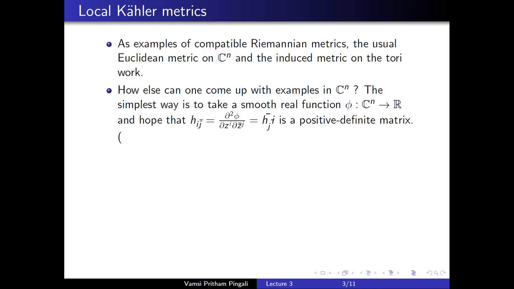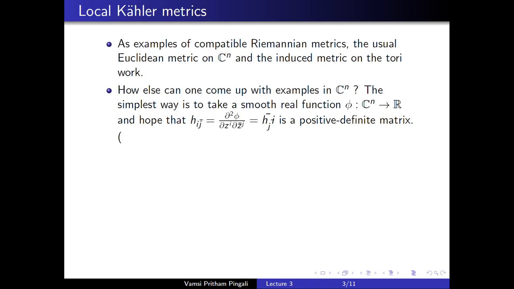So for instance, in Rn, if you take a strictly convex function, then its Hessian, the second derivative matrix, is positive definite, right? So that can be an example of a Riemannian metric, Hessians of convex functions. Akin to that, if you take a smooth real valued function phi in Cn, consider the matrix of second derivatives, d squared phi over dzi dzj bar. This is going to be a complex matrix, right?